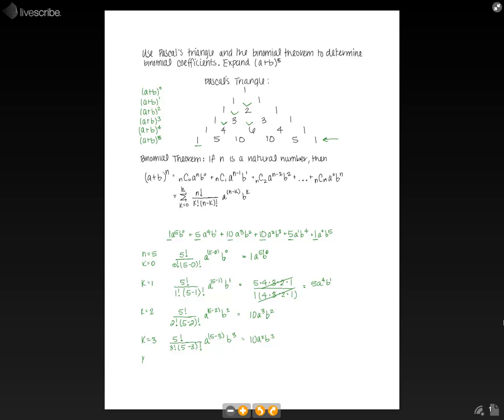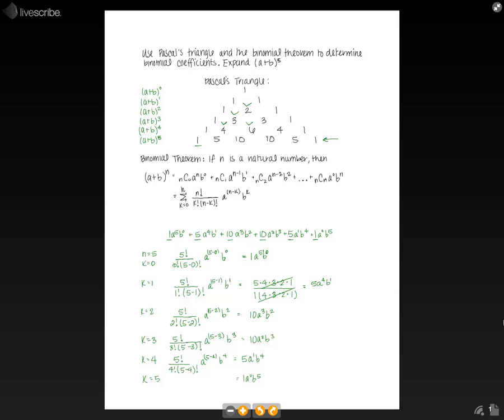Okay, and then we have k equals 4. So we have 5 factorial over 4 factorial, 5 minus 4 factorial, a to the 5 minus 4, b to the fourth, which is going to be 5a to the first, b to the fourth. And then obviously we already know that our last term, when k equals 5, is going to be 1a to the 0, b to the fifth.